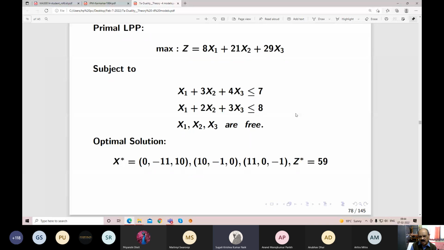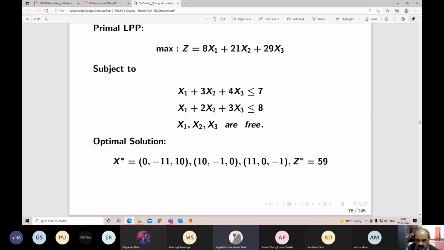So I'm observing, let me say, maybe more, we don't know. So I am taking these 3 as negative. A negative component means 3 variables: 0, minus 11, 10; 10, minus 1, 0; 11, 0, minus 1. Okay, so in all the cases it becomes 59. 0, minus 11, 10: 0, minus 11 means minus 210.